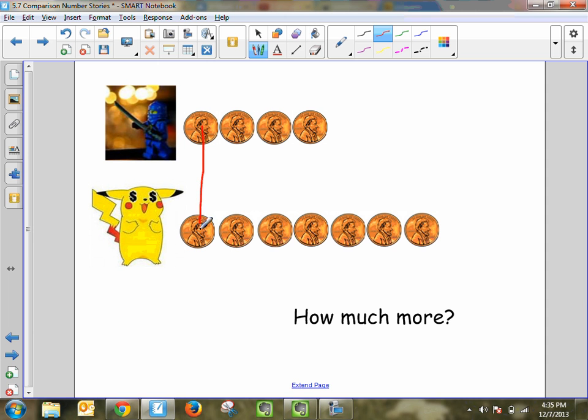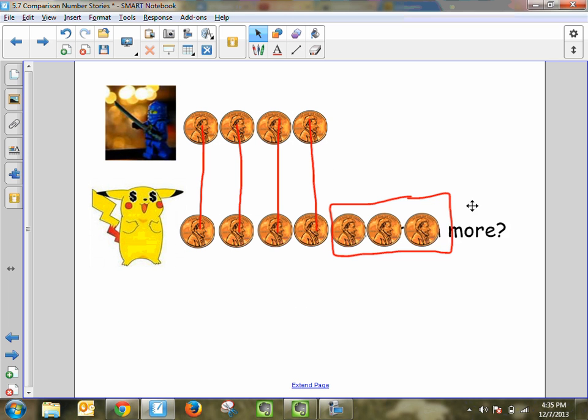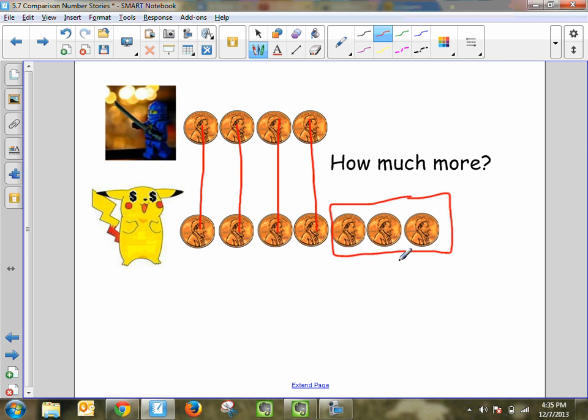So we connect these two. We connect Ninjago down to Pikachu again. Same thing. We keep connecting until we run out of being able to connect the pennies. Now, the ones that are left over, you can see, would be the answer for that question of how much more. So with this one, we would say that Pikachu has a total of 3 more.